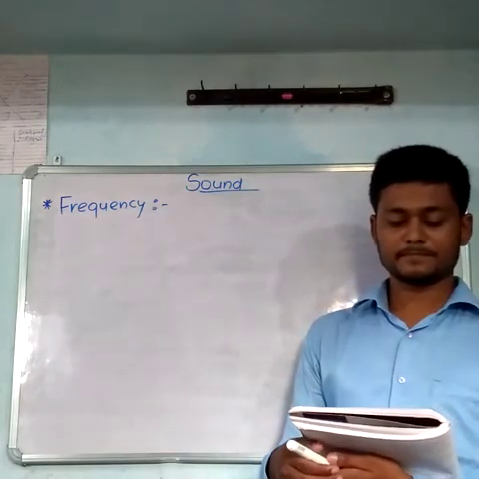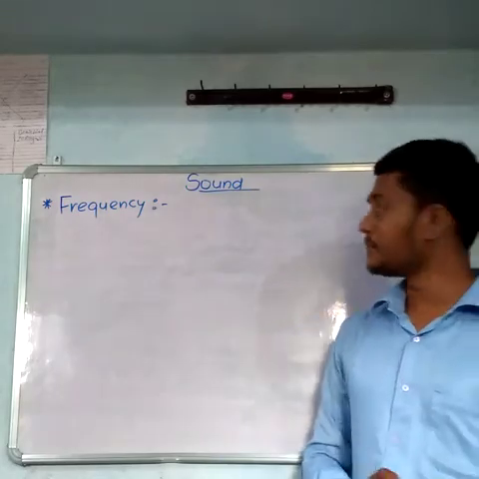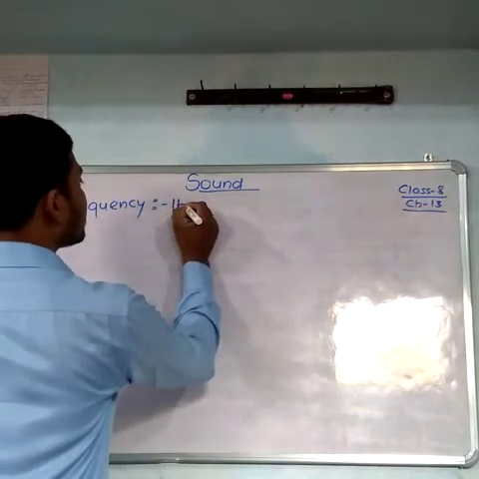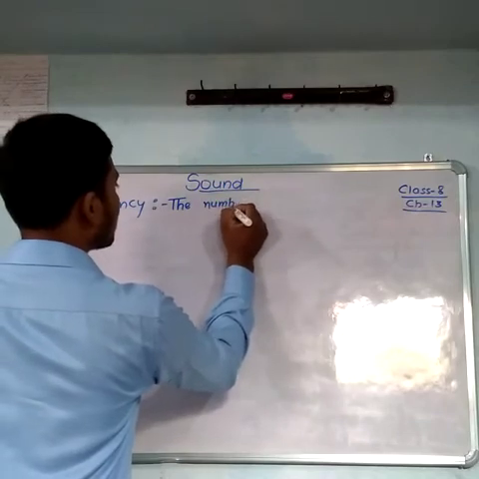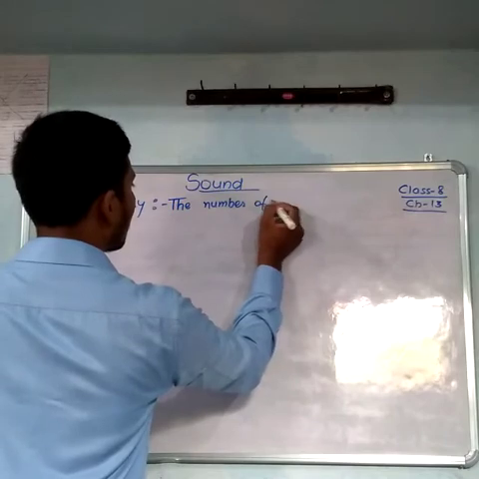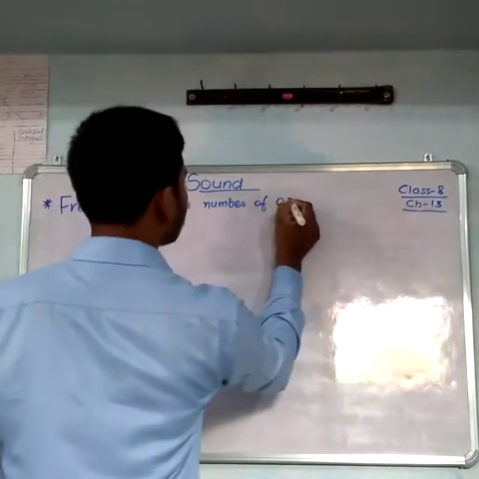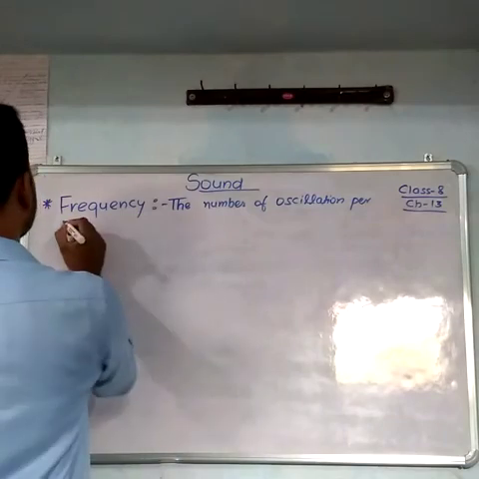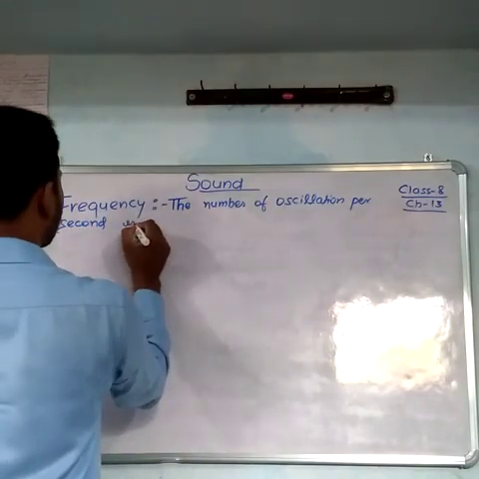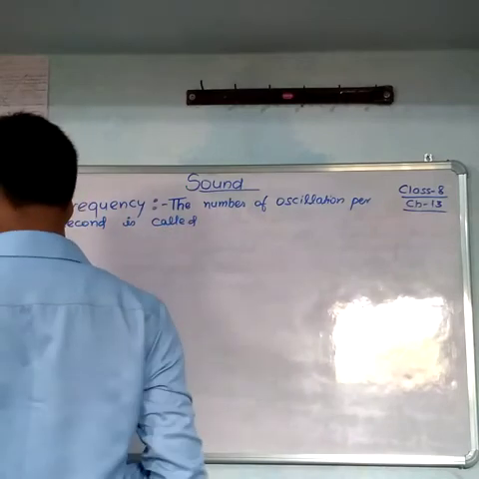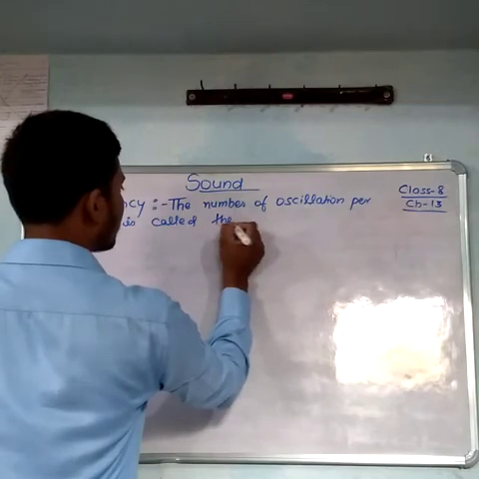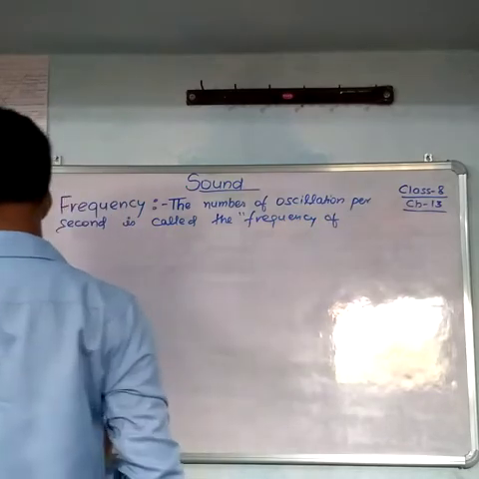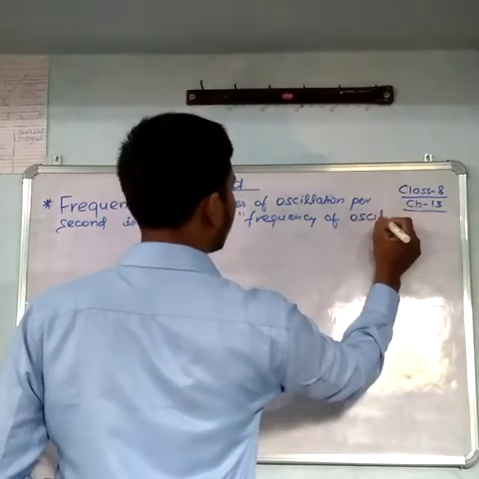The number of oscillations per second is called the frequency of oscillation.